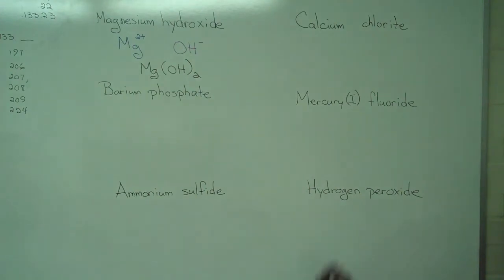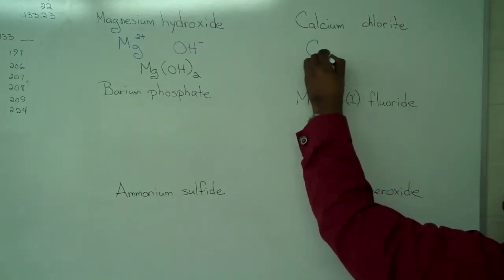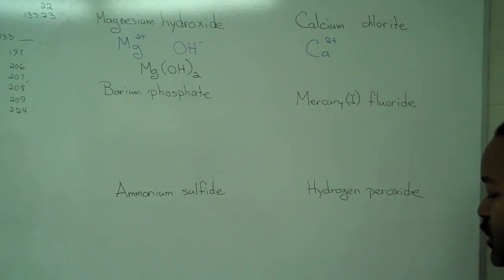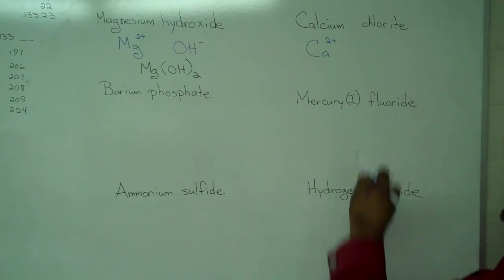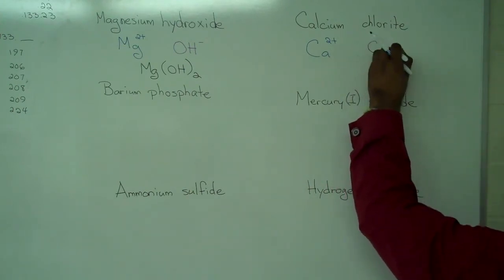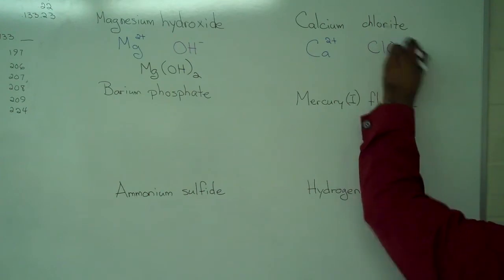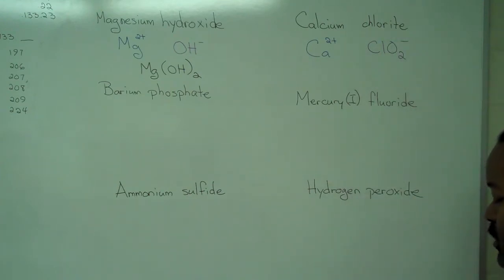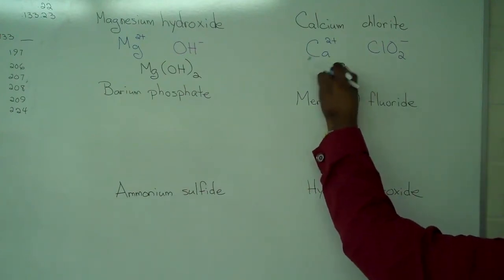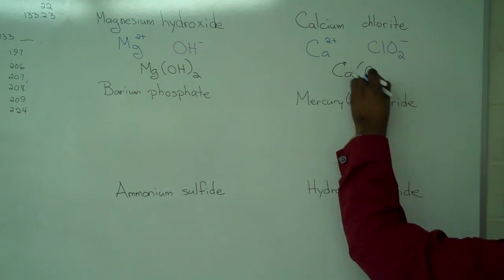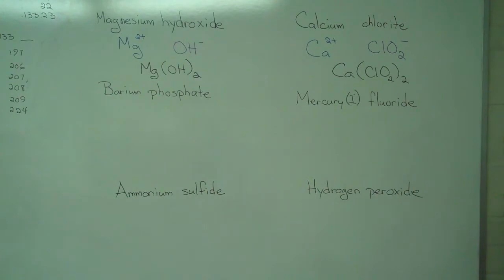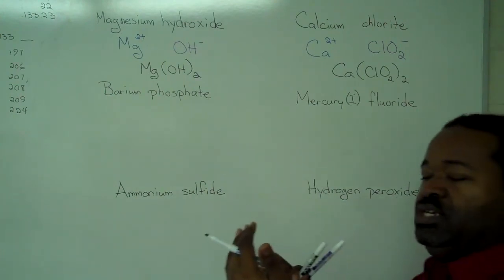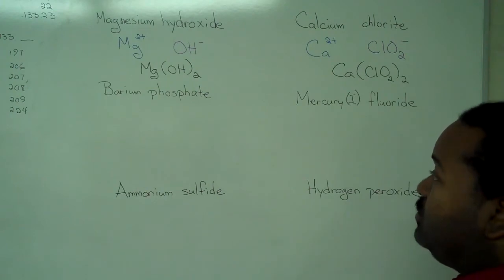In the case of calcium chlorite, it's the same idea. Calcium has a 2+ charge. Chlorite is a part of the chlorate oxyanion family, and as such has a formula ClO2 with a -1 charge. This gives us the chemical formula Ca for our calcium, ClO2 in parentheses, and a subscript of 2 goes on the outside of those parentheses to indicate that we need 2 copies of that polyatomic ion.